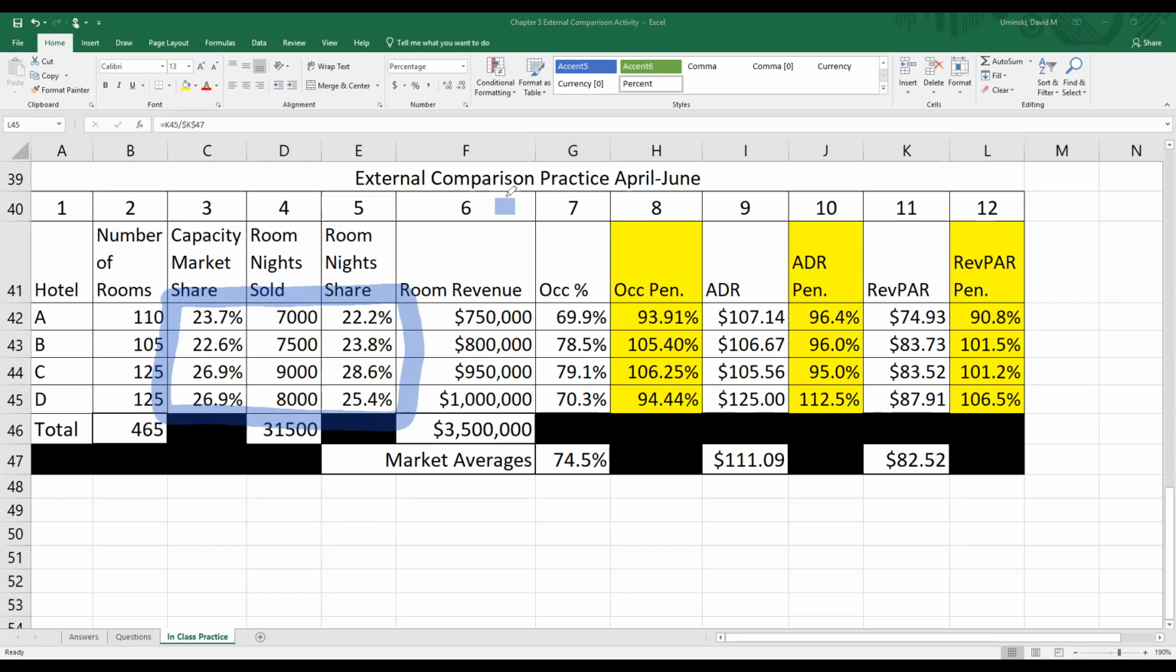Okay, so in this regard, 23 and 28, only Hotel B and C got their fair share of the market. Hotel A and Hotel D did not. Because their room nights are higher, their percentages, and these are lower. Questions, comments, concerns about that and how we take that data and how we interpret it?